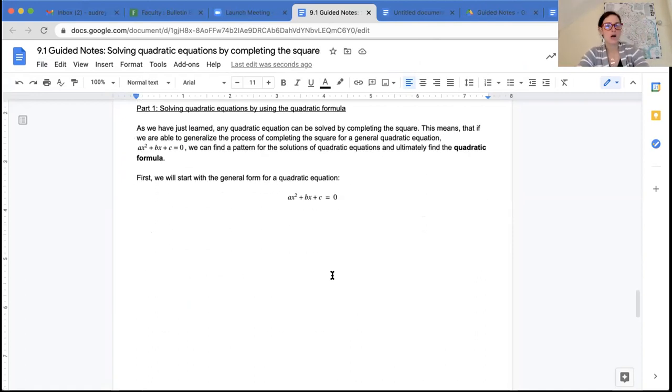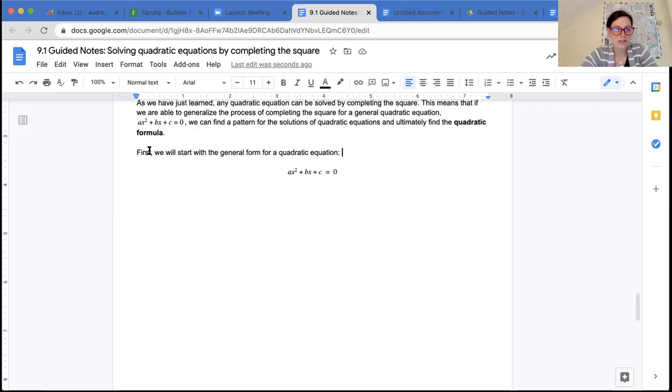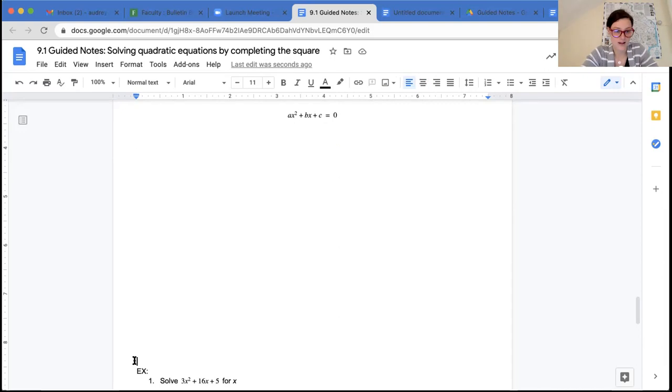But anyway, so part 1, solving equations by using the quadratic formula. As we have just learned, any quadratic equation can be solved by completing the square. This means that if we were able to generalize the process of completing the square for a general quadratic equation, ax squared plus bx plus c equals 0, we could find a pattern for the solutions and ultimately find the quadratic formula. So what we are going to do is derive the quadratic formula from completing the square of a general quadratic function, right?